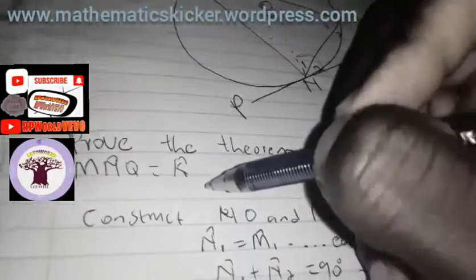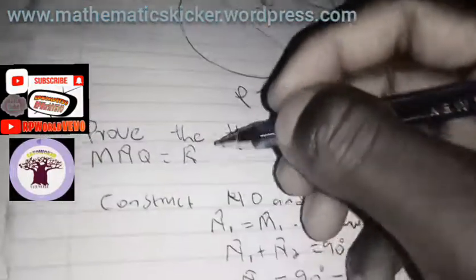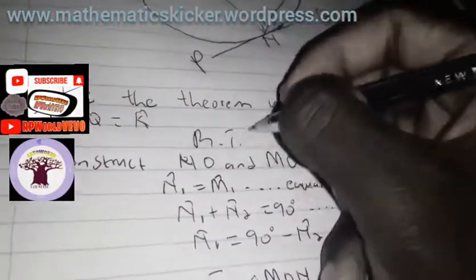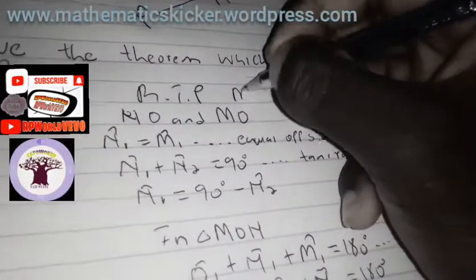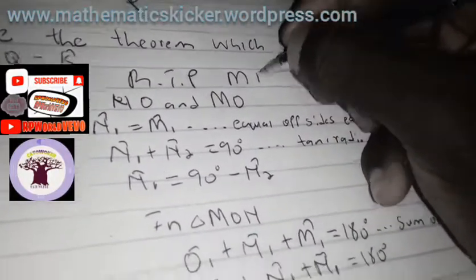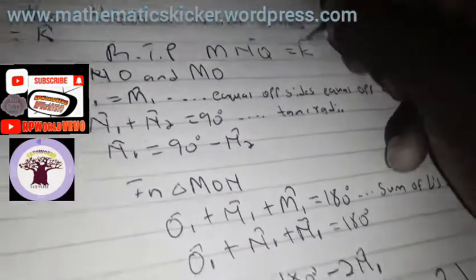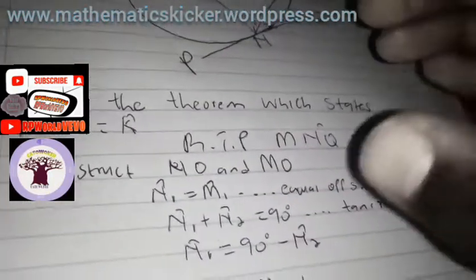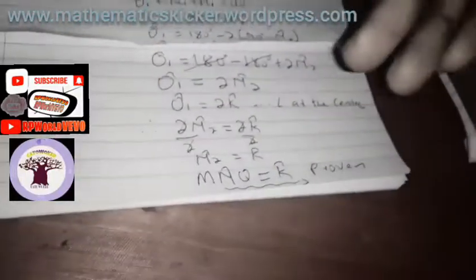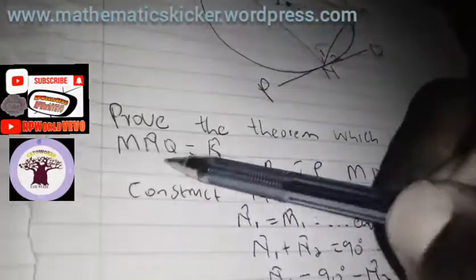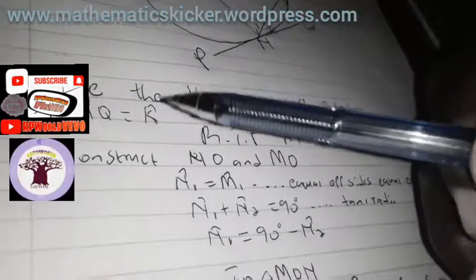Then in our statement, in the RTP, we were required to prove that angle MNQ is equal to angle K. Now it is proven. From here, angle MNQ is equal to angle K.